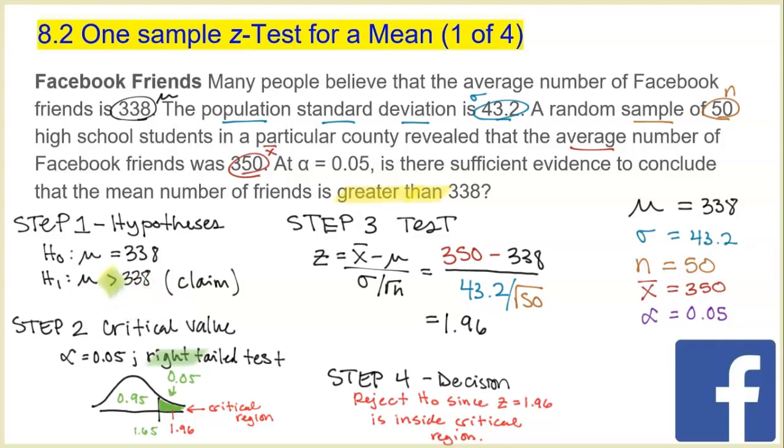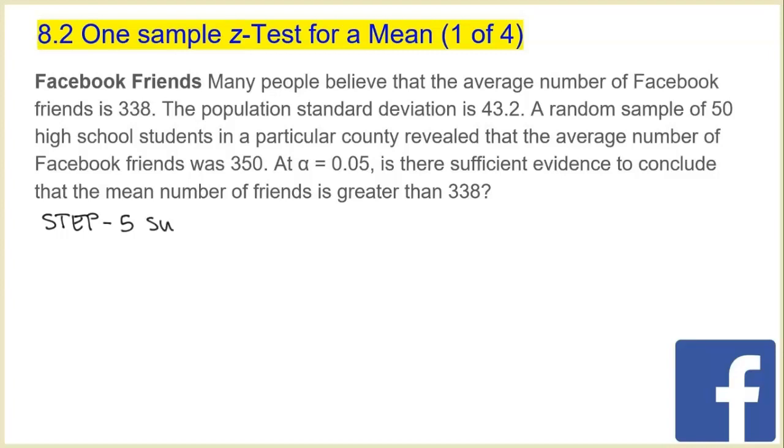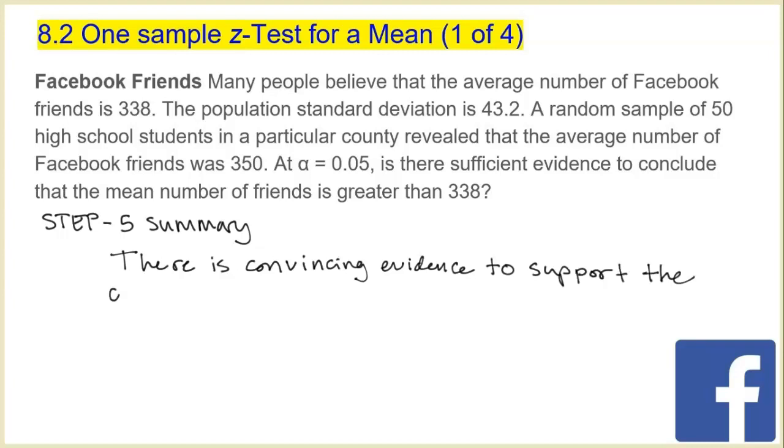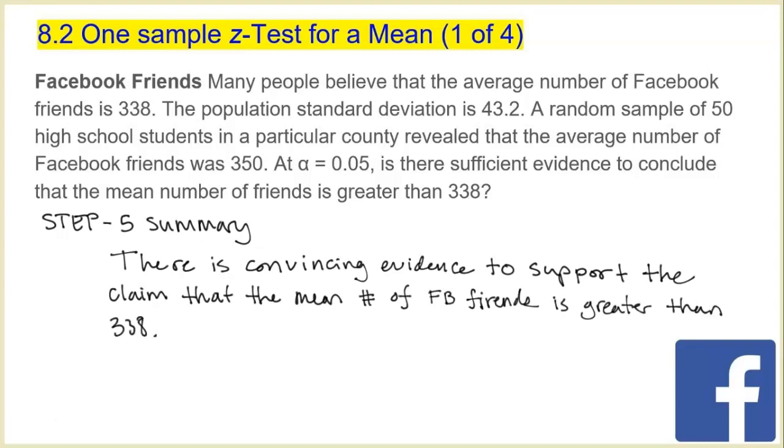So now we do our summary, which is the 5th step. Step number 5 is a summary. So there is convincing evidence to support the claim that the mean number of Facebook friends is greater than 338. And so those are the five steps. A little tedious, hopefully not too difficult, just probably a little more tedious than anything.